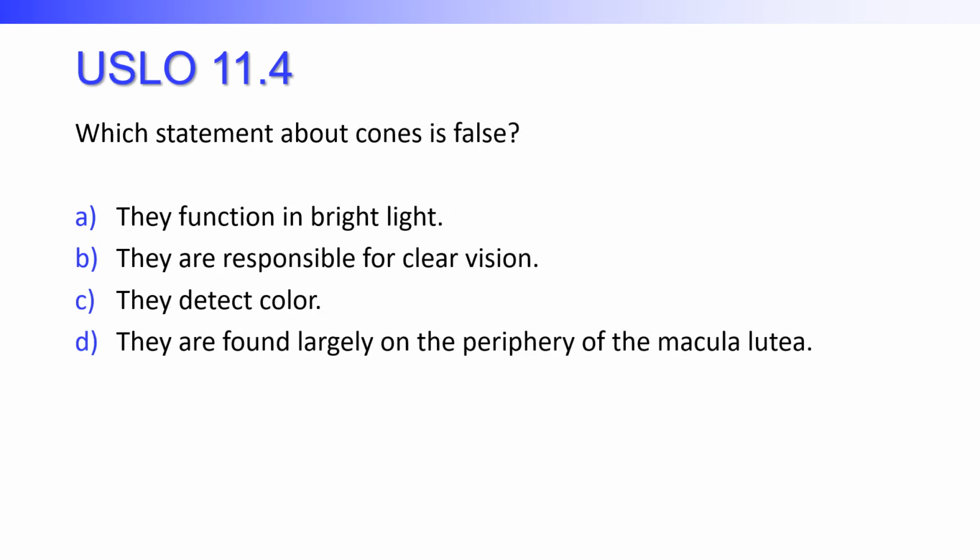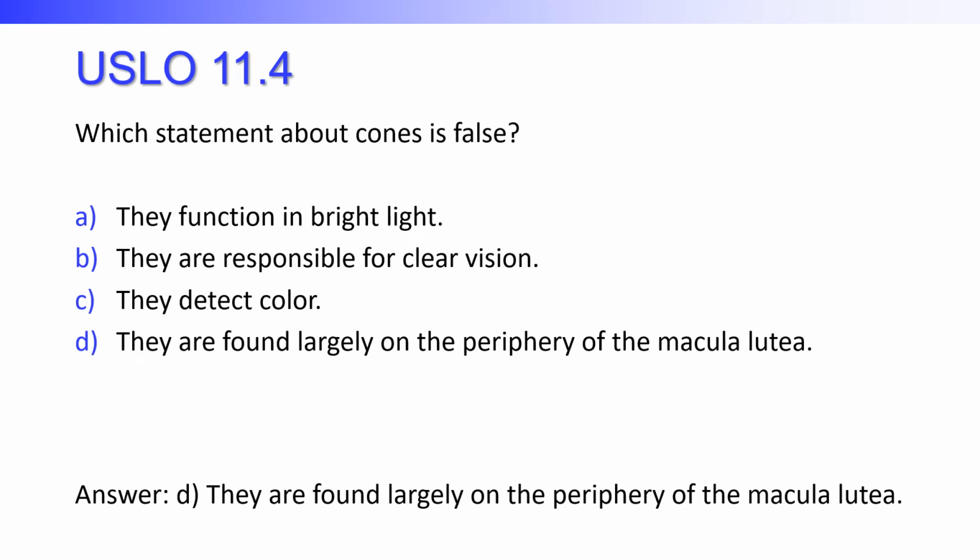Which statement about cones is false? They function in bright light. They are responsible for clear vision. They detect color. They are found largely on the periphery of the macula lutea. And hopefully you said that they are not found largely on the periphery of the macula lutea. So yeah, they do function in bright light, they detect color, they're responsible for clear vision, but they are going to be the densest in the macula and even more densely in the fovea centralis of the macula.